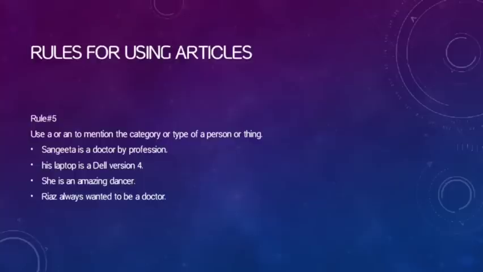Now, she is an amazing dancer. Riaz always wanted to be a doctor. Whenever you are talking about a particular category, then you are going to use a or an. All of these nouns are kinds of category, so you have to use a or an with them, it being a consonant or vowel sound.